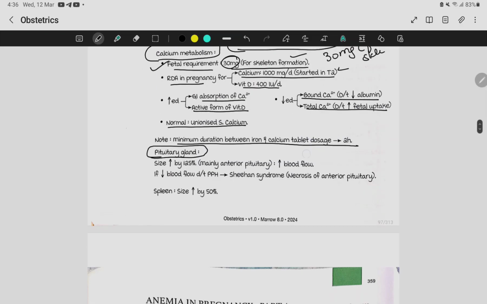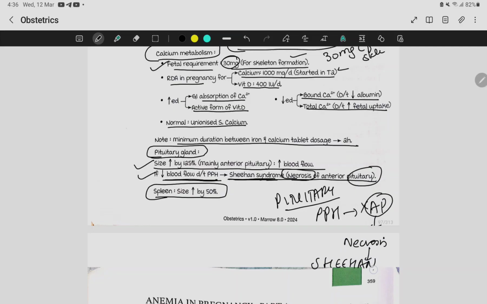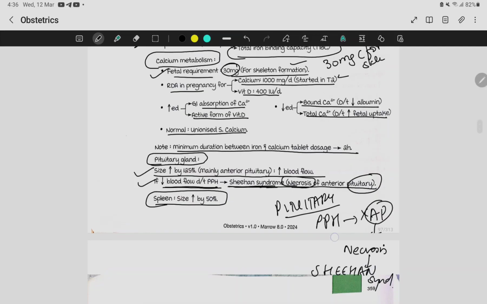Coming to the pituitary gland, it increases in size by 125%, mainly the anterior pituitary, because of increased blood flow. Decreased blood flow due to PPH causes anterior pituitary necrosis, that's called Sheehan syndrome. Spleen size increases by 50%. In the pituitary gland, the important thing to remember is that in PPH there is decreased blood flow to the anterior pituitary, which causes necrosis of the pituitary. This is called Sheehan syndrome. That's all for this chapter.